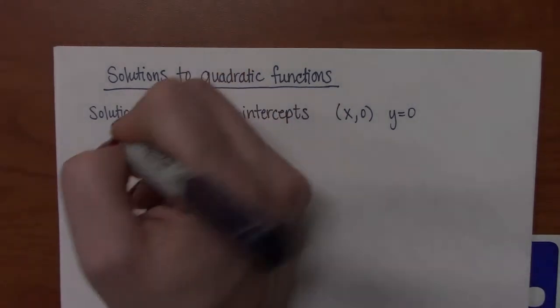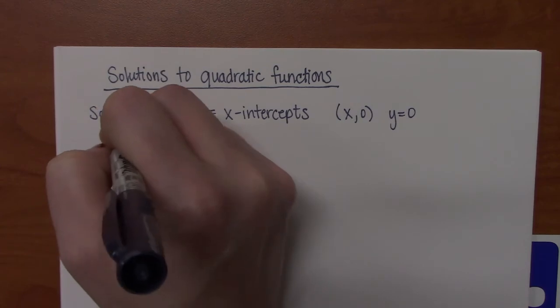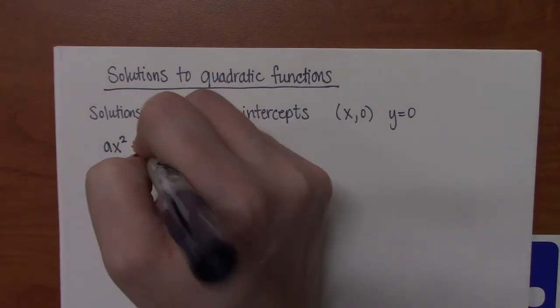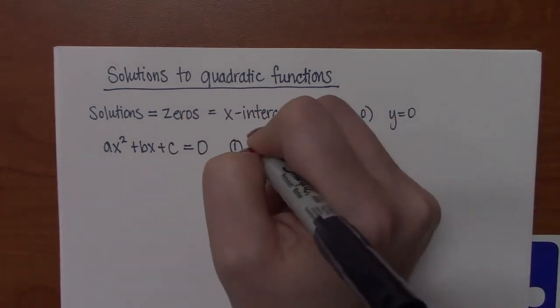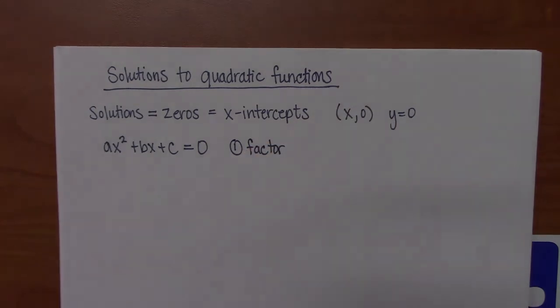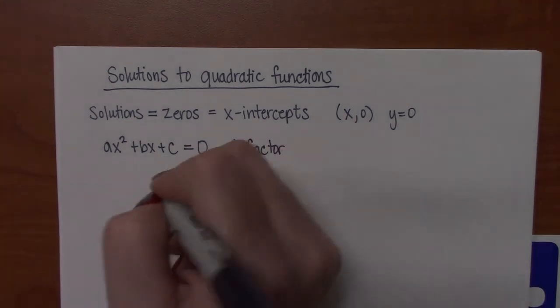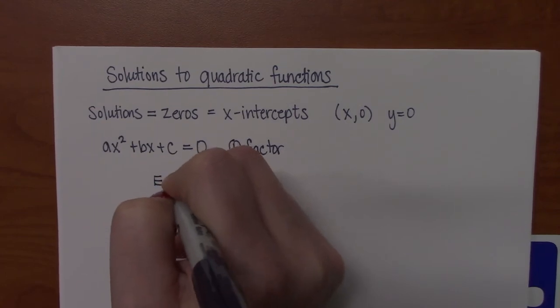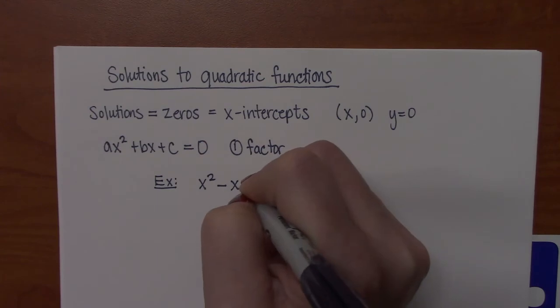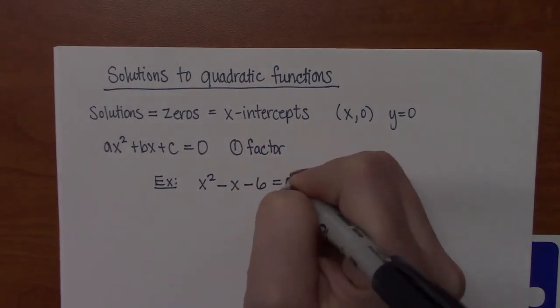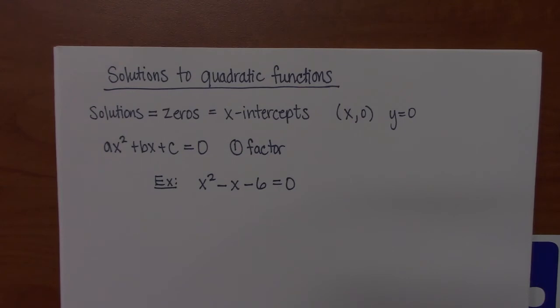So the way we did this, if you have an equation ax squared plus bx plus c equals 0, you have two options. The first is to try to factor. If it factors, factor it and look at the result of each factor, right? All right, so let's look at something like this: x squared minus x minus 6 equals 0.